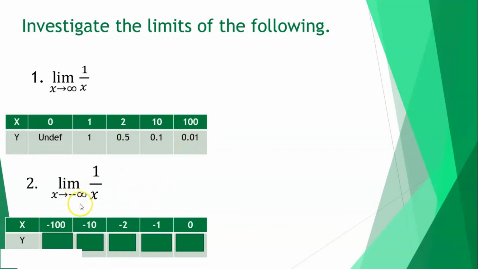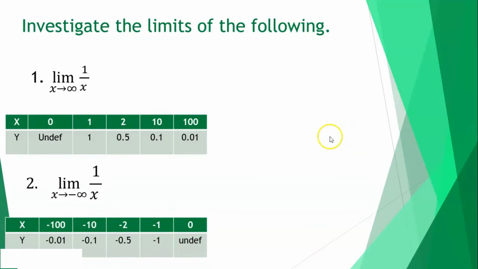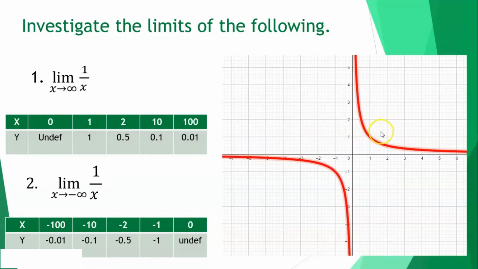Now, this one, the limit of 1 over x as x approaches negative infinity. So if it's negative 100, it's negative 0.01. Negative 10, that's negative 0.1. This would be negative 0.5. This is negative 1, but still this is undefined. Okay, graphing this, we will have this value. Again, this is the graph of 1 over x.